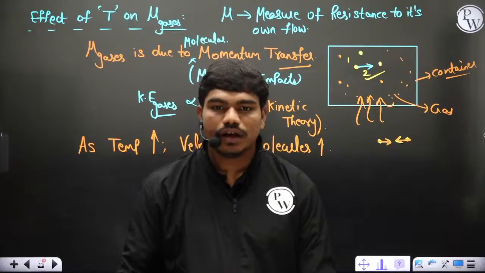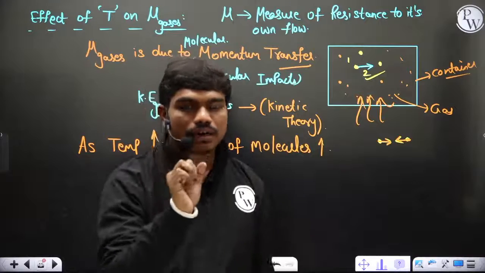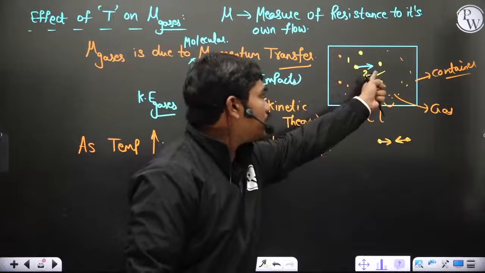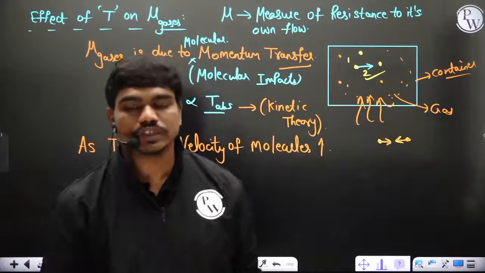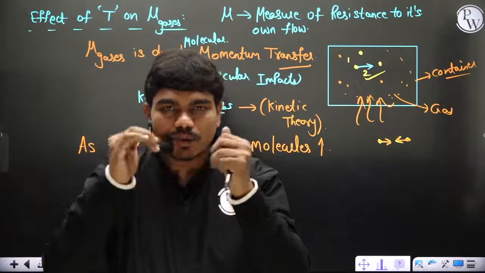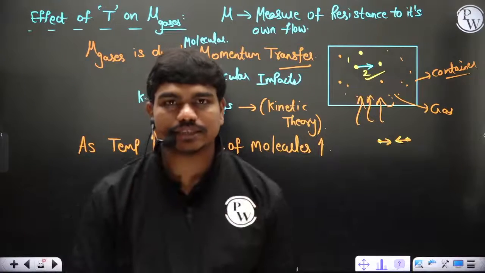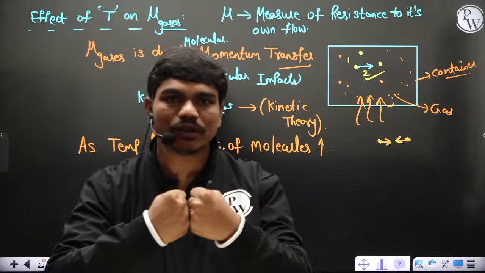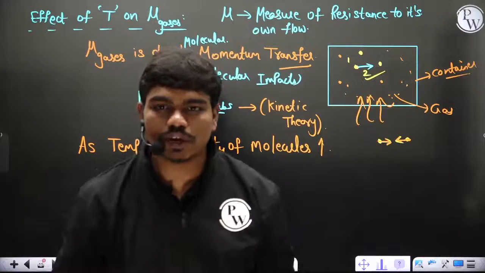Now see here. Let me ask you one question again. Let us suppose these two molecules are moving and colliding, because of which you have viscosity. Suppose these two molecules are moving at small velocities, say 10 meters per second, and in the second case they are moving very highly, randomly, say 100 meters per second.